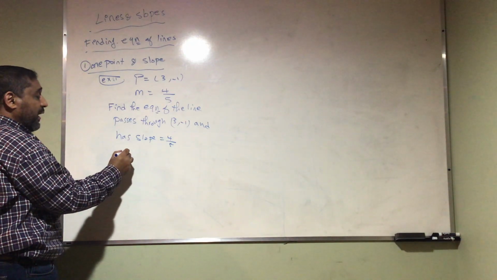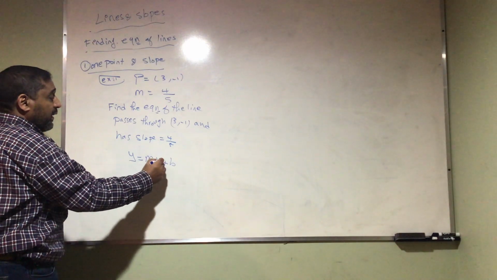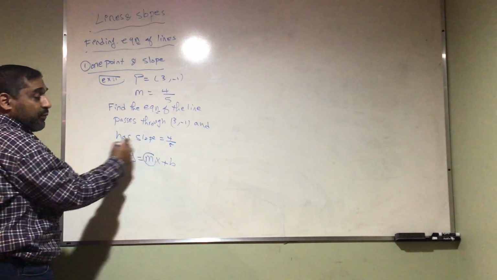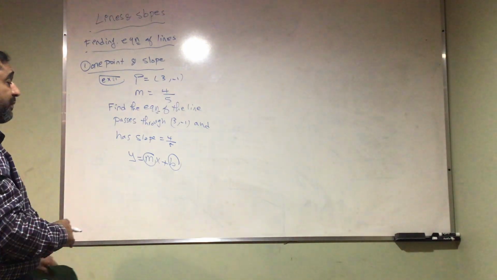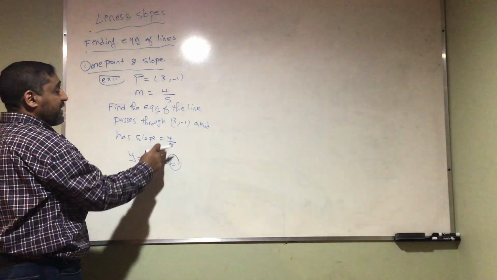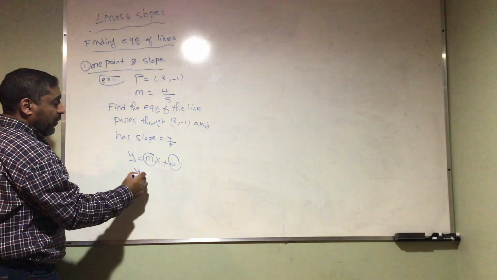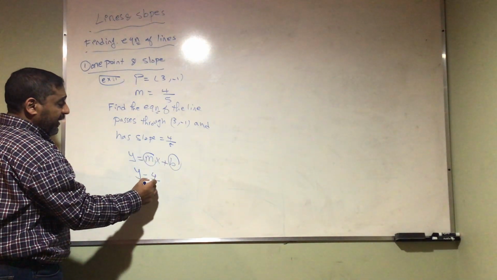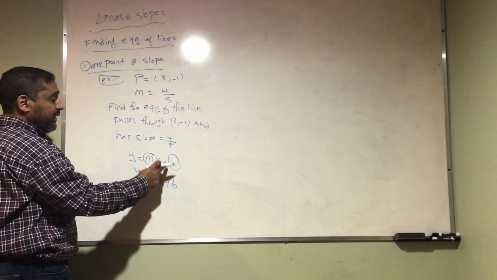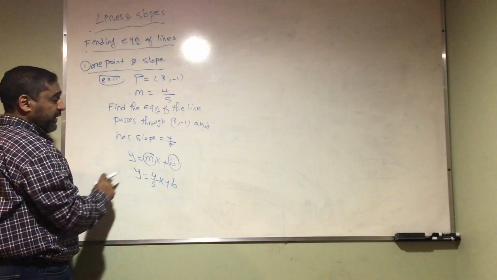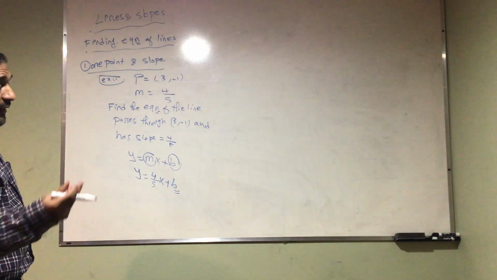What is the equation of any line? The equation of any line should be in this form, mx plus little b. What is your m? Your m here is the slope. What is your b? That is your y-intercept. So here, your slope is given to you, which is 4 over 5. So your m is given. I write y equal 4 over 5 multiplied by x plus b. I wrote it here. So the question now is, how to get the y-intercept?